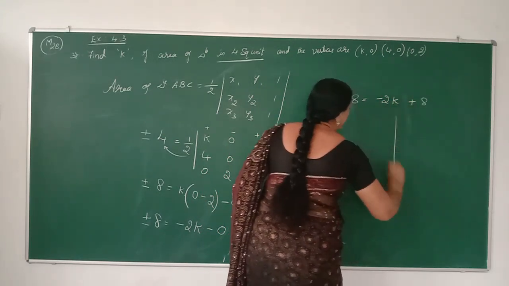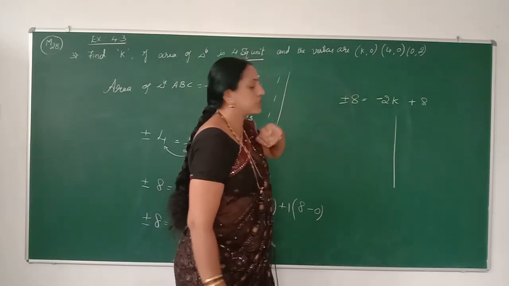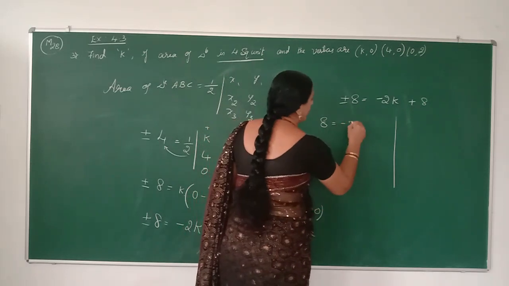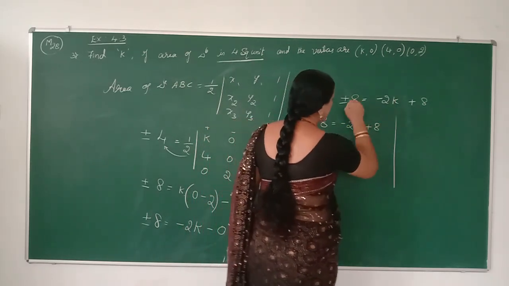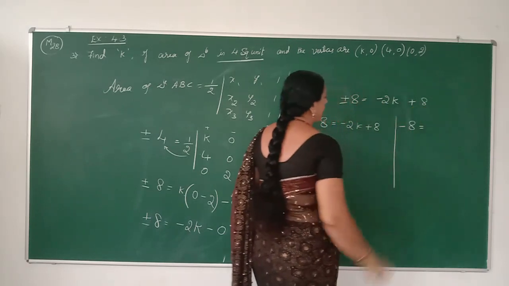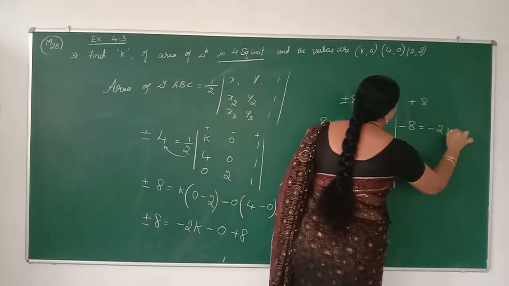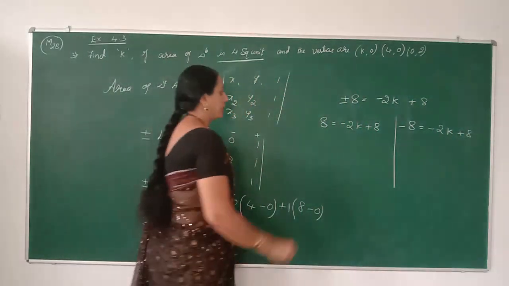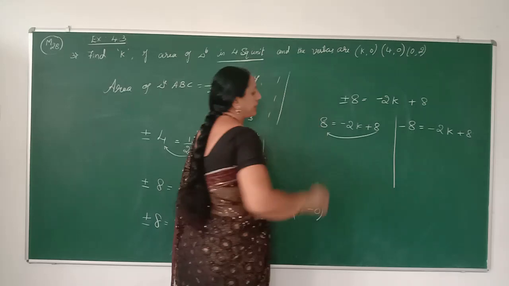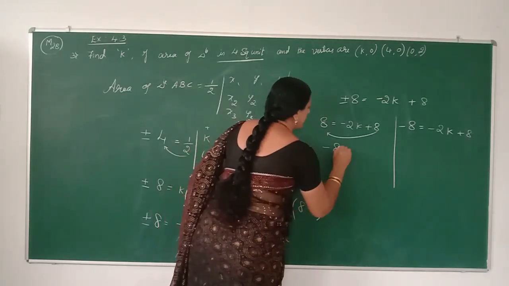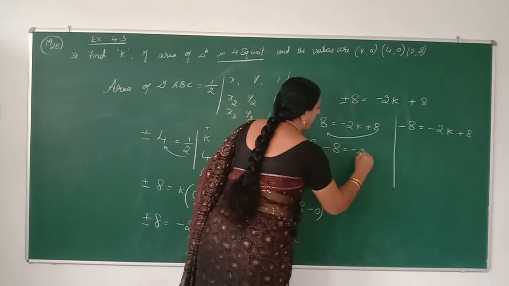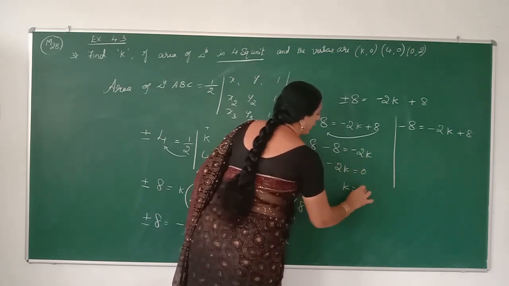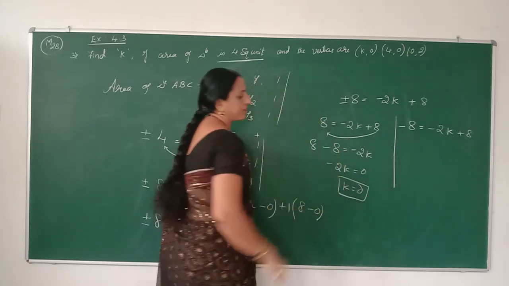After that we will distribute plus and minus separately. So first we will consider the value of plus 8. 8 is equal to minus 2k plus 8, and the other one is minus 8 is equal to minus 2k plus 8. Then both will be simplified separately. So first, this 8 can be transposed to the other side. 8 minus 8 is equal to minus 2k. Therefore, minus 2k is equal to 0. Therefore, k is equal to 0. That is one of the values.